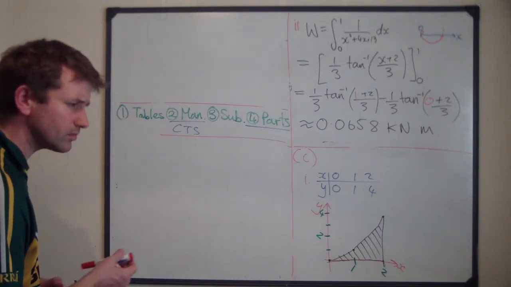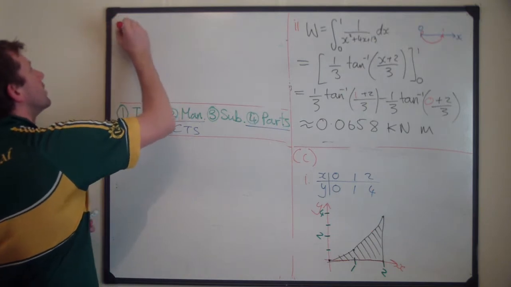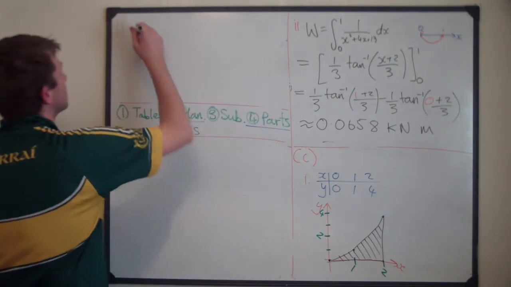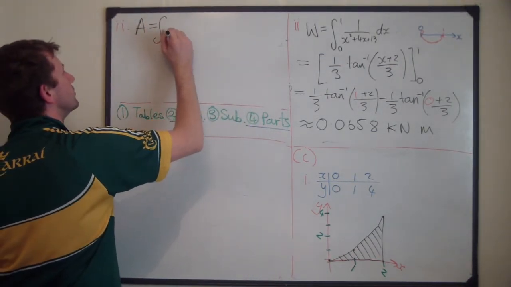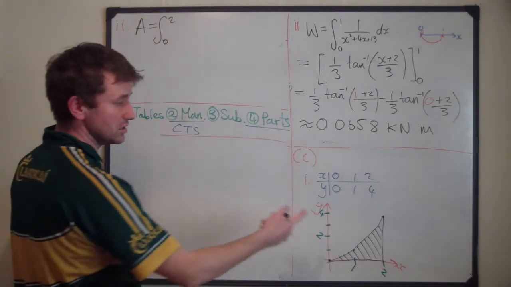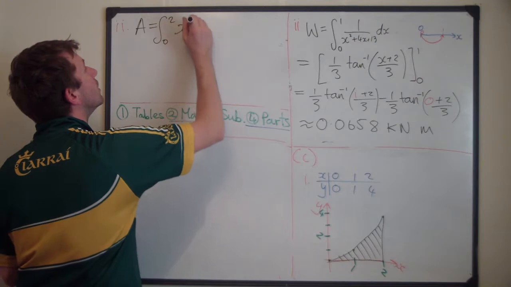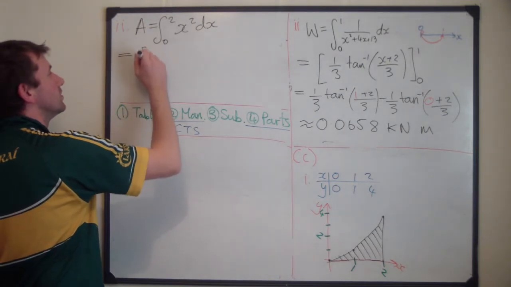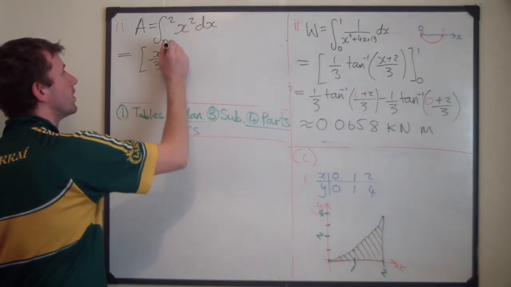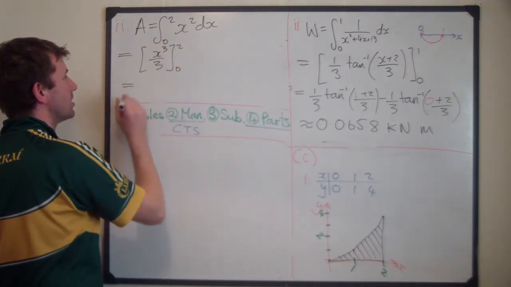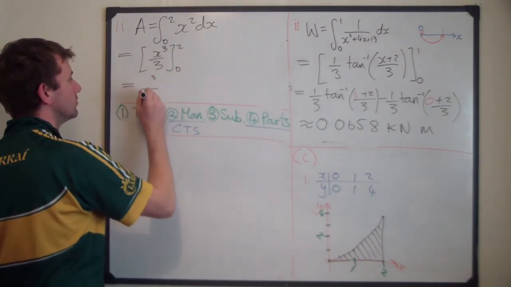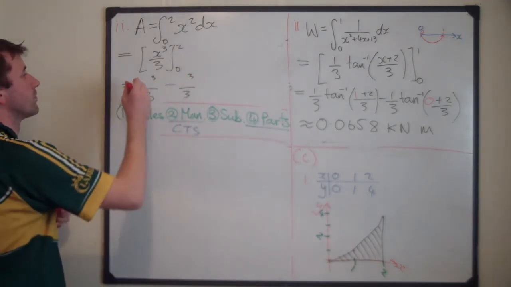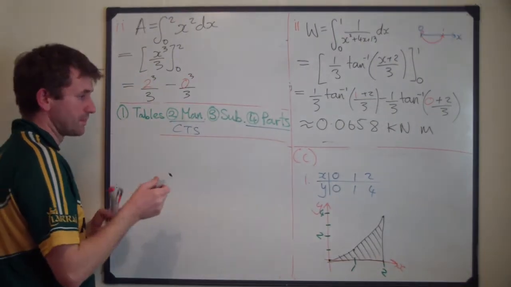Part 2 says use integration to find the area. So you need to know that the area under a curve is the integral, in this case from 0 to 2, so that shouldn't be too bad. Area is equal to the integral from 0 to 2 of the function, which in this case is x squared. Nice and handy, to be honest. So the antiderivative of x squared is x cubed over 3. Substitute in top limit minus bottom limit, I end up with 2 cubed over 3 minus 0 cubed over 3, which is 8/3.